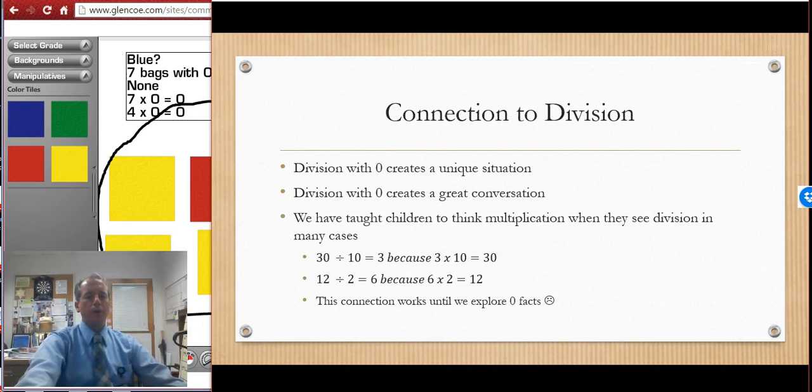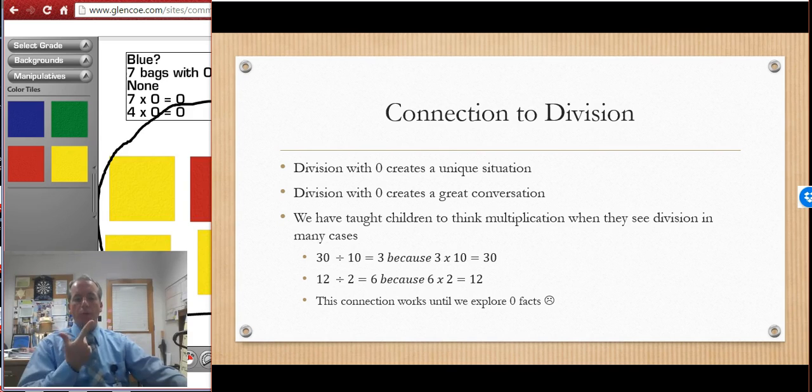So as we wrap up here, let's think about our connection to division. We know that division with 0s creates unique situations, and that creates interesting conversations. A lot of times up till now, we've really taught kids to think about multiplication when they see division. So if I saw 30 divided by 10, I'd think, well, what times 10 gives me 30? So 3 times 10 gives me 30. When I saw 12 divided by 2, I might think, what times 2 gives me 12? In most cases, that's how I think about my division facts, when you're doing long division or anything else. I flip it around to the multiplication and say, what times this will give me that?